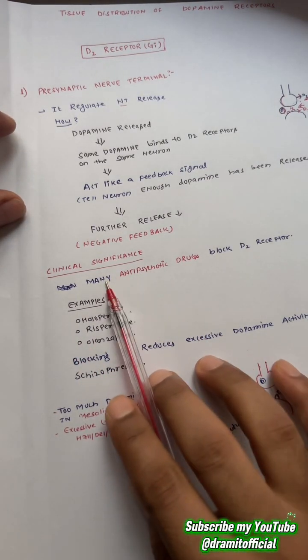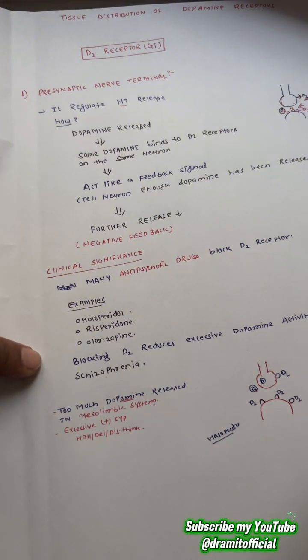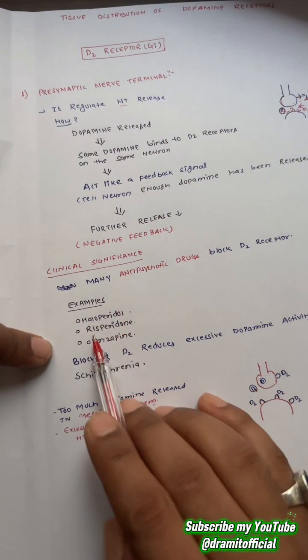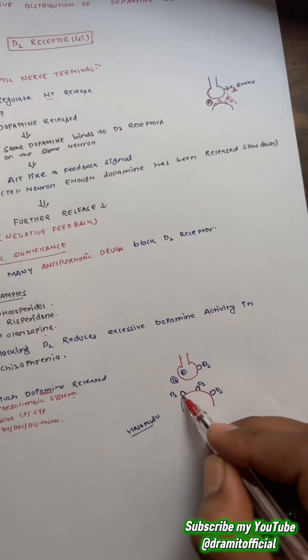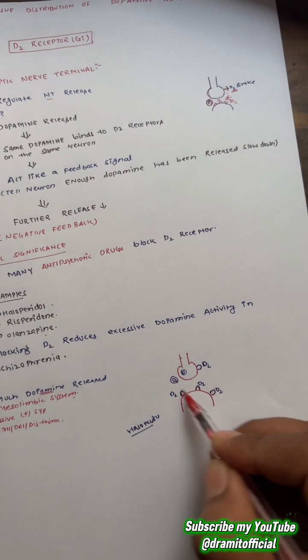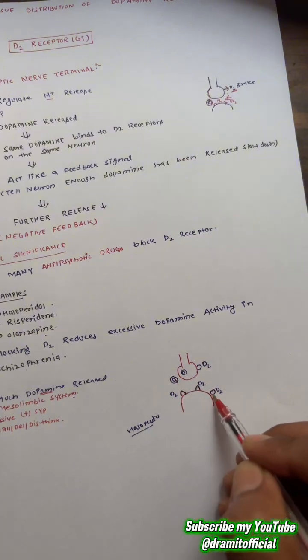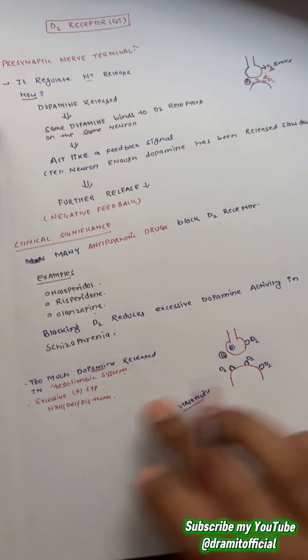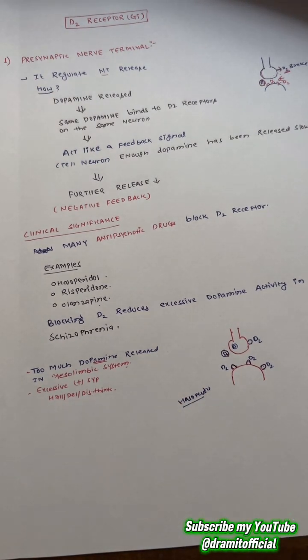So this is simply the clinical significance: in schizophrenia the dopamine increases, so we give drugs like haloperidol, risperidone, or olanzapine. These drugs go and bind to the D2 receptors in the postsynaptic terminals, and this will not let the dopamine released from the presynaptic terminal bind there, and the symptoms will decrease, like hallucinations, delusions or disorganized thinking.